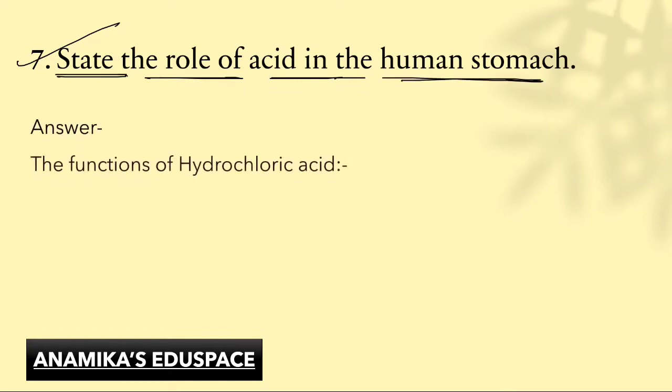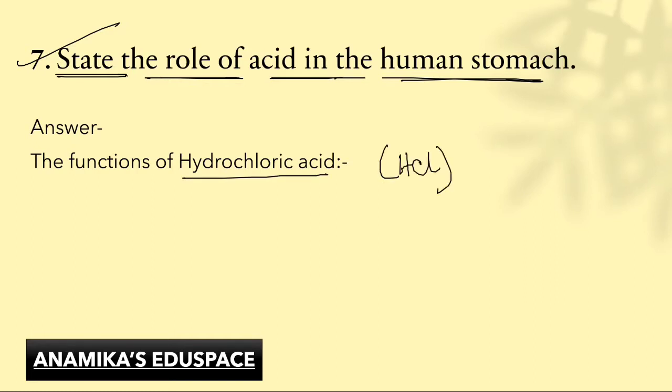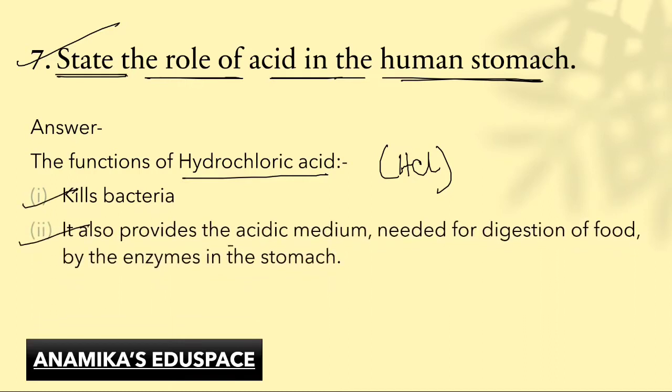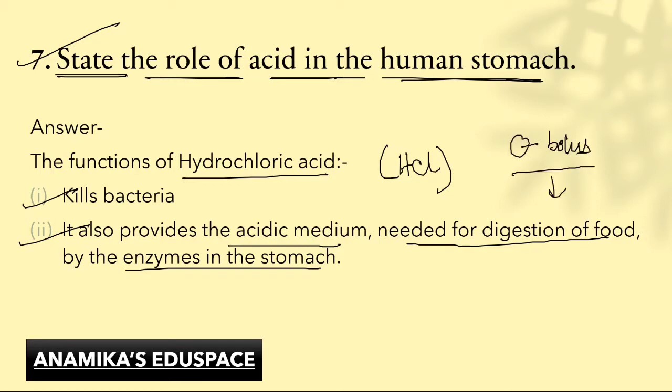Answer. A, the hydrochloric acid, which is also known as HCl, kills the bacteria. B, it also provides the acidic medium which is needed for digestion by the enzymes in the stomach, because the food you ate turns into bolus, right? Now this bolus mixes with the acid which is present in the stomach, or with the HCl, and it forms the acid chyme. Now this acid chyme goes on for further digestion in the stomach.